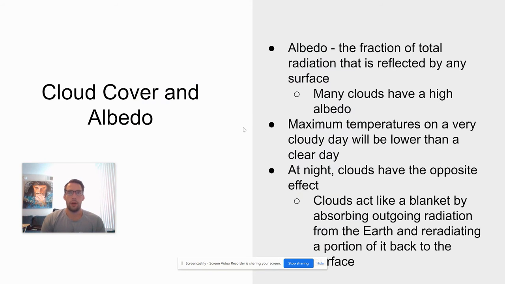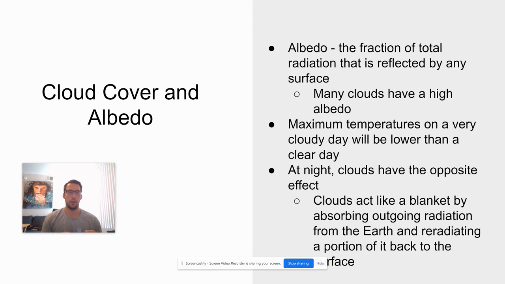Cloud coverage and albedo. Albedo is the fraction of total radiation that is reflected by any surface. So many clouds are going to have a high albedo, or it's going to reflect a lot of the solar energy that comes in. Maximum temperatures on a very cloudy day are actually going to be lower than on a clear day. But it has the opposite effect at night. So cloudy nights are going to keep the heat in.